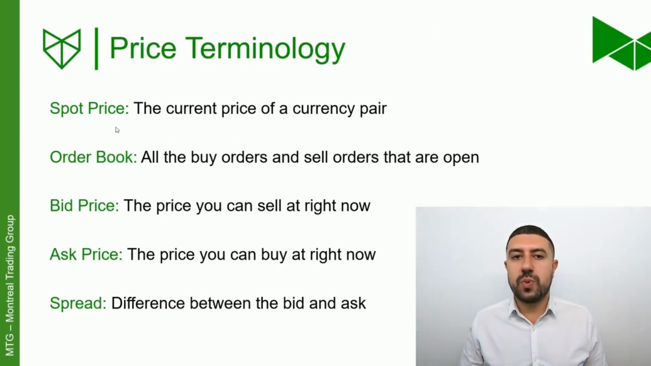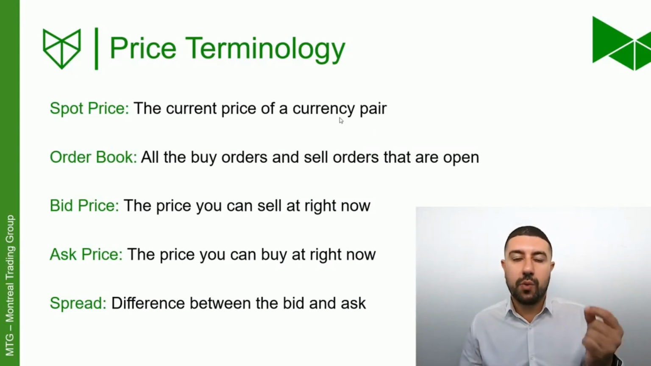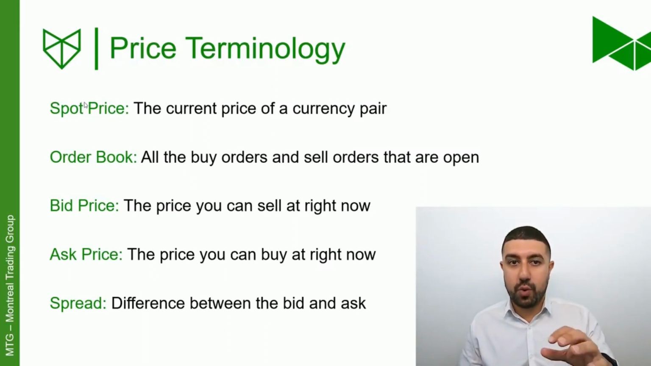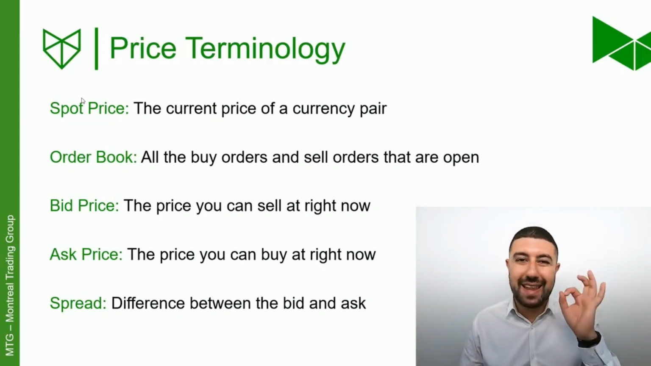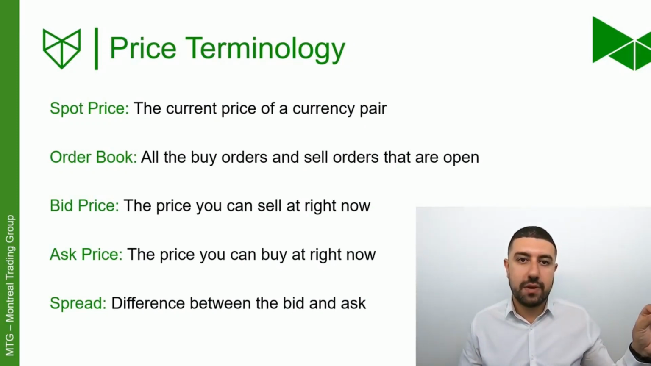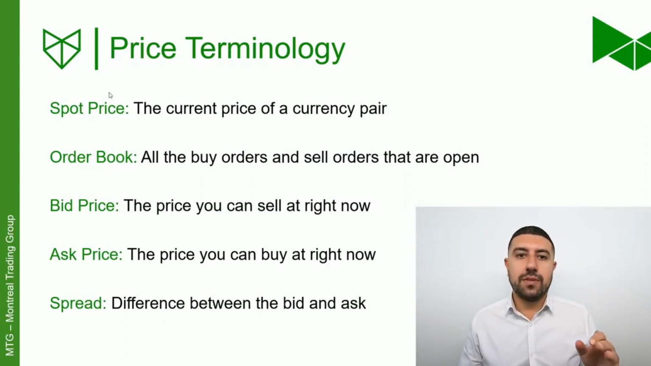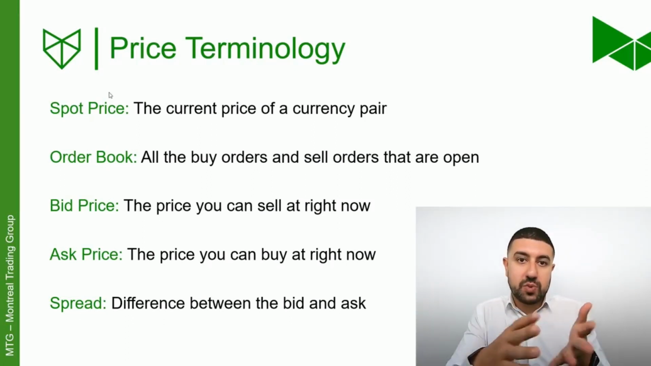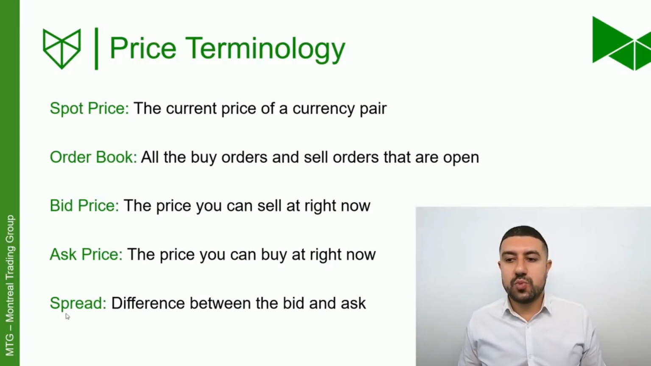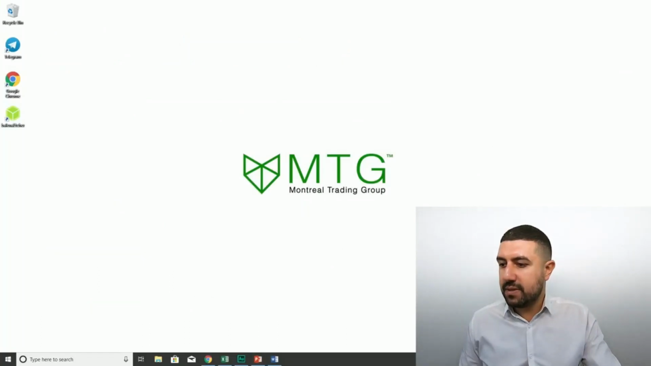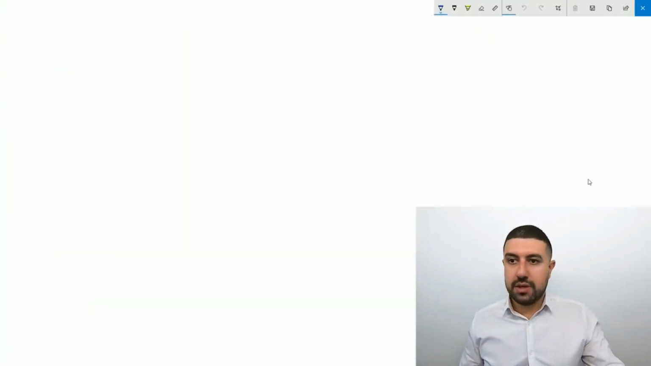So spot price. What is the spot price? This is just the current price of a currency pair, right? So when I went on Google earlier, or if I go on a charting software and you see the price, this is the spot price. This is the current price, the last executed trade, right? The last transaction that happened on that broker is going to be the spot price there, okay? So then we have the order book, the bid price, the ask price, and the spread. And I think the best way to explain this is through a little example.